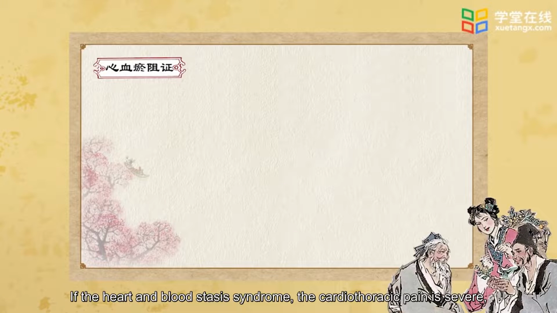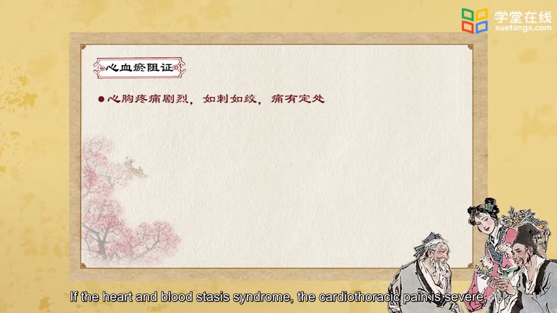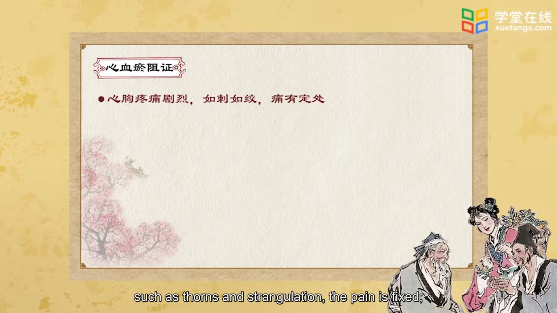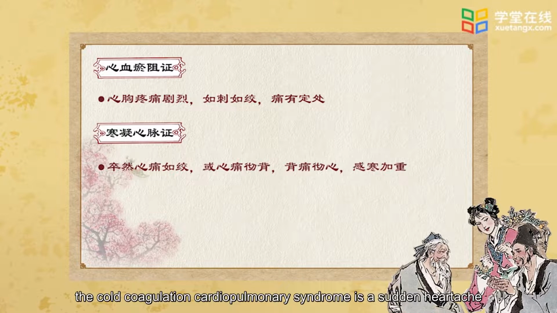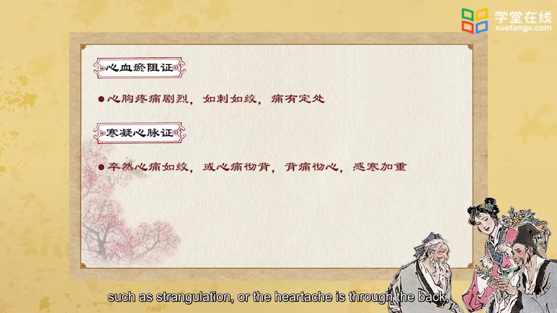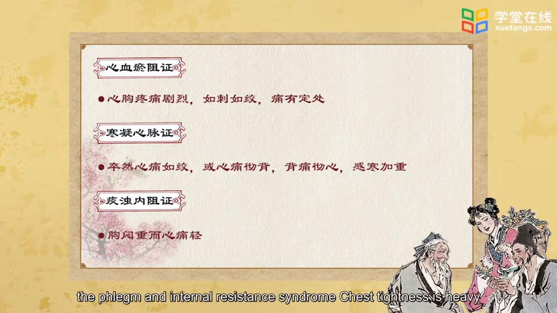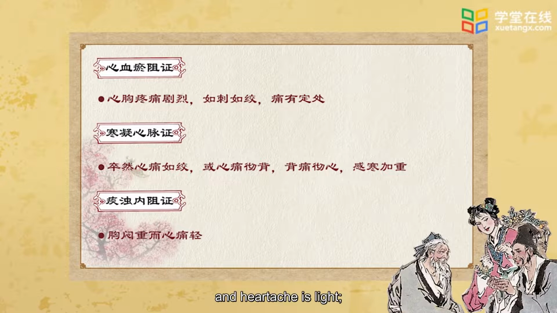In heart blood stasis syndrome, the chest pain is severe, like stabbing and strangulation, and the pain is fixed. The cold coagulation heart vessel syndrome has sudden heartache, like strangulation, or the heartache radiates to the back, or backache radiates to the heart, and is worse with cold. In phlegm internal obstruction syndrome, chest tightness is heavy and the heartache is light.